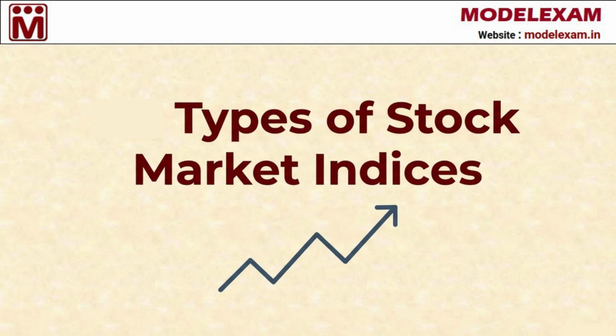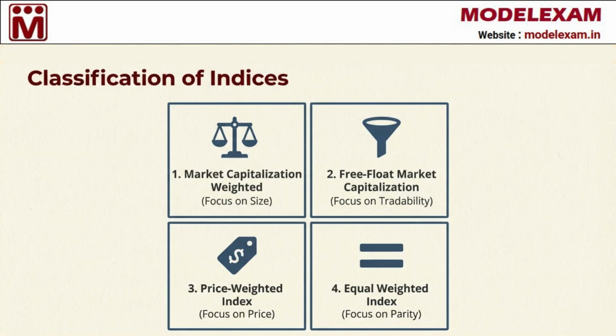In this video, we will look at how stock market indices are actually built. You can think of a stock market index as a basket of stocks that represents a specific market or sector. But not every basket is put together the same way. There are four main methods we use to assign importance or weight to the different stocks in these indices. Today, we are going to walk through each of them: market capitalization, free float, price weighted, and equal weighted indices.